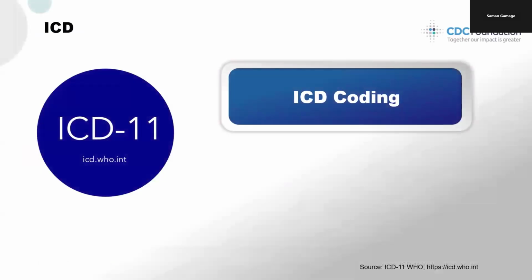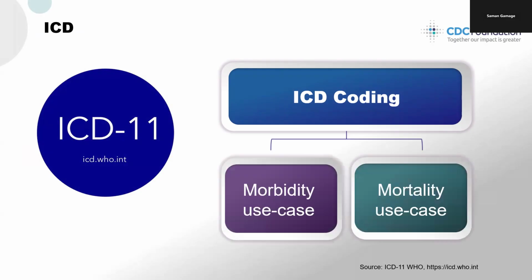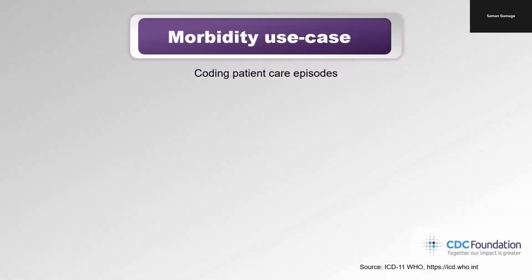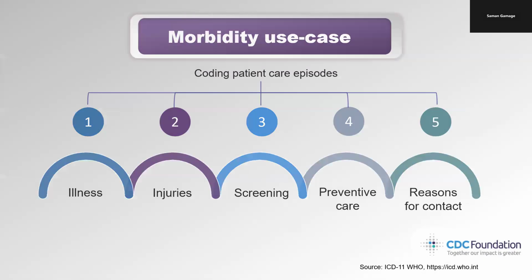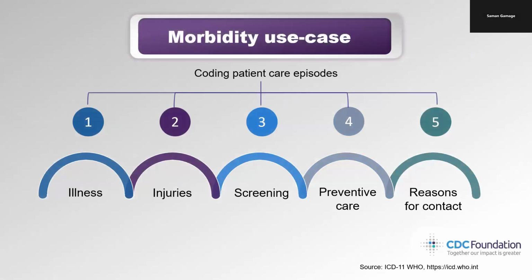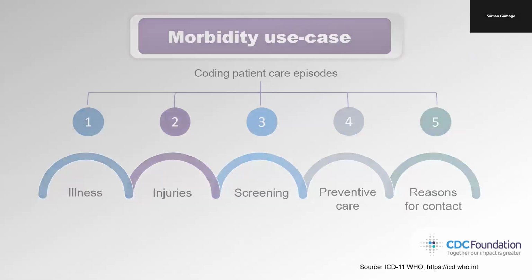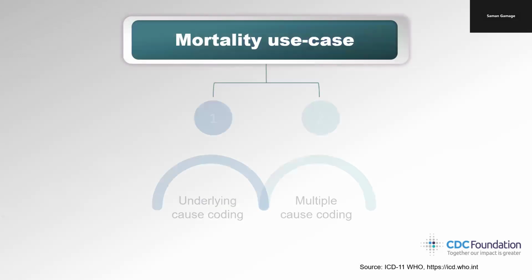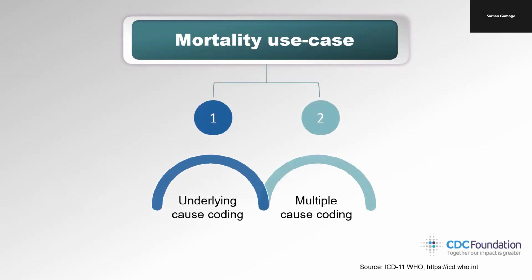So ICD coding we use for morbidity use case and mortality use case. Morbidity use case, we can code patient care episodes. So it can be used to code illnesses, injuries, screening, preventive care, and reasons for contact with health services. Mortality use case, we use ICD for underlying and multiple cause coding.